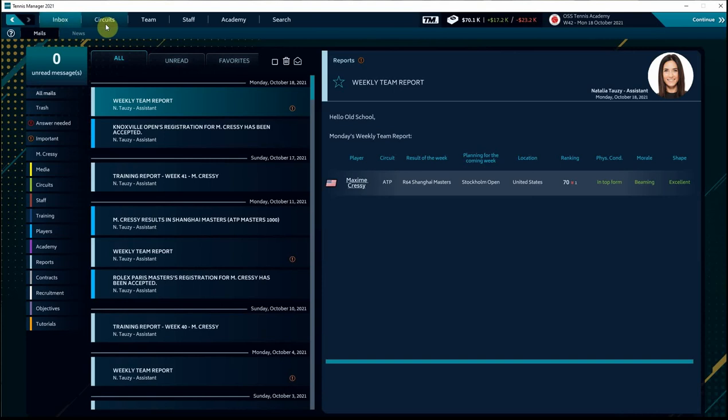Maxime is playing in a 250 level event this coming week at the Stockholm Open. And we will hopefully have a few more good performances before the season comes to an end to keep his ranking in that 70th area, which is well inside of our goal to get into the top 100 this season.